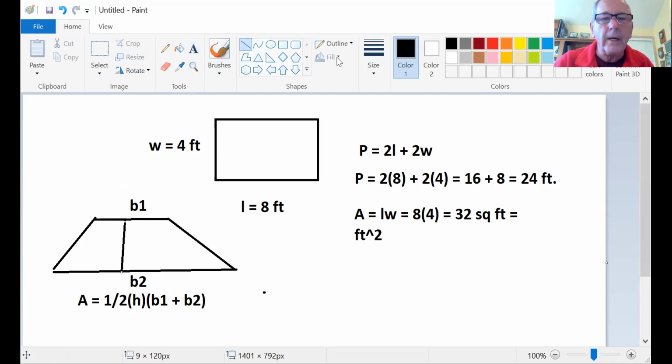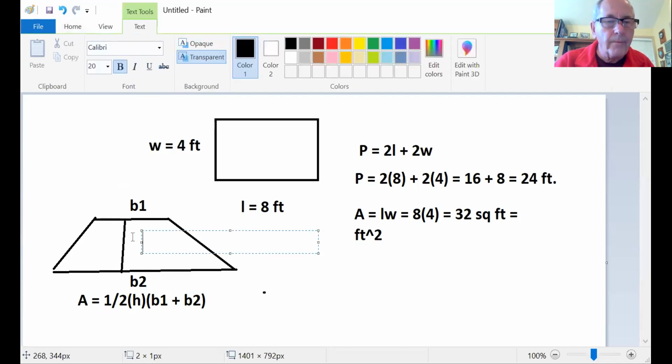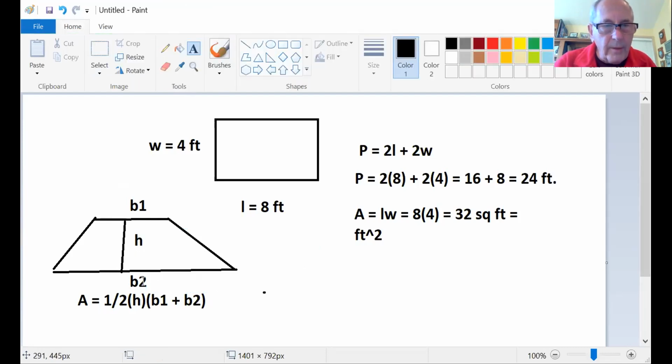And that would be the height. This would be the height. So now you've got all your parts: a B1, a B2, and the height. The reason we're doing this is B1 plus B2 divided by 2, so it's the average of this and this.